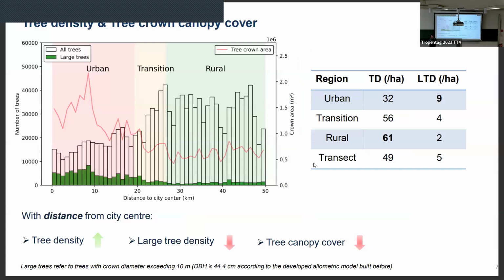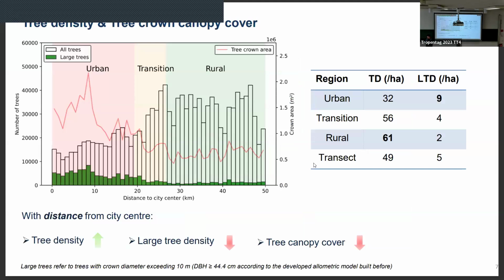Now we can see some results. First, we analyze not only the density of the overall trees, but also those trees we call large trees. Those trees have a crown diameter larger than 10 meters. So as you see, with distance from the center, we found the tree density increases, but the density of large trees decreased, and the tree canopy cover decreased.